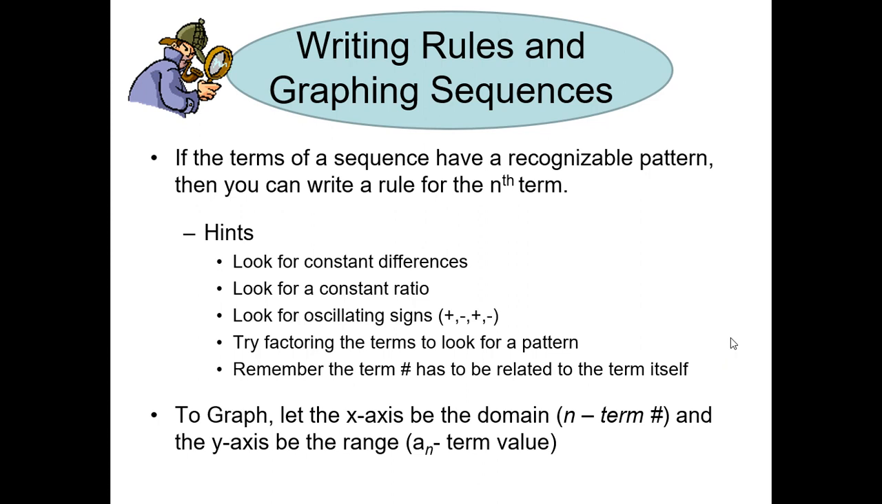Look for oscillating signs, back and forth, positive, negative. That would mean we are multiplying by a negative number. Try factoring the terms to look for a pattern. Remember, the term number has to be related to the term itself, and we'll take a look at an example of that. And to graph, let the x-axis be the domain, so 1, 2, 3, 4, 5, each n for each term. And then let the y-axis be the range. What is the a sub n value?